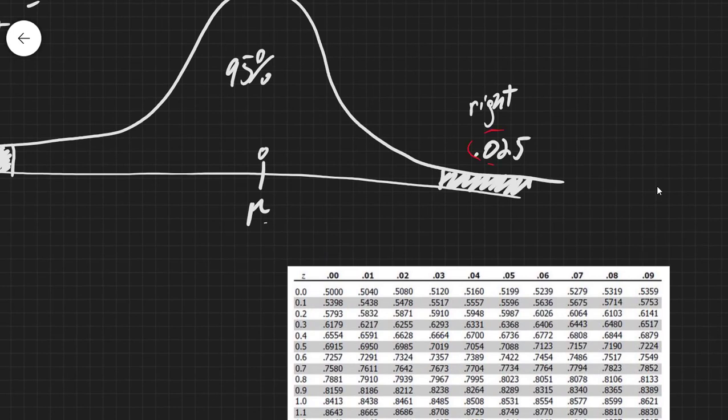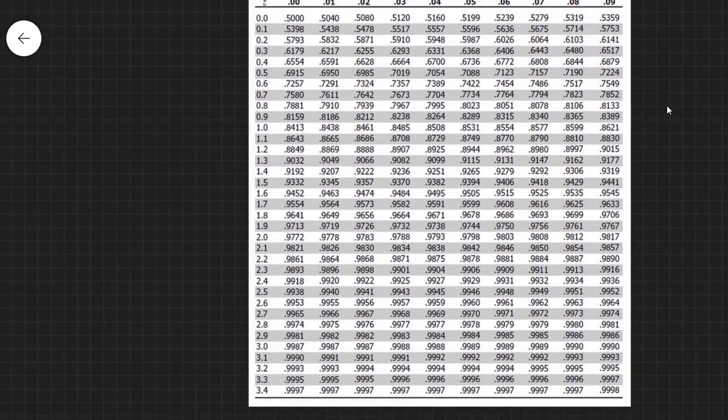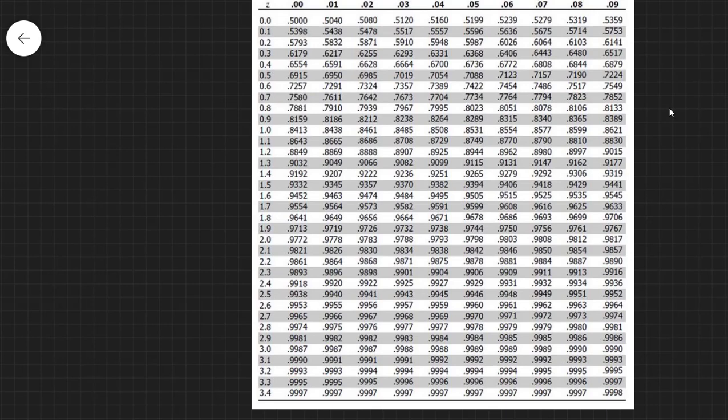We're aiming for 0.025. But since this table is on the right-hand side and the example on this table depicts the left-hand side, we're really looking for 1 minus 0.025. This is a lot of stats 1 type stuff that you probably have done. 1 minus 0.025 is equal to 0.9750. That looks right. So now we're looking for 0.9750.